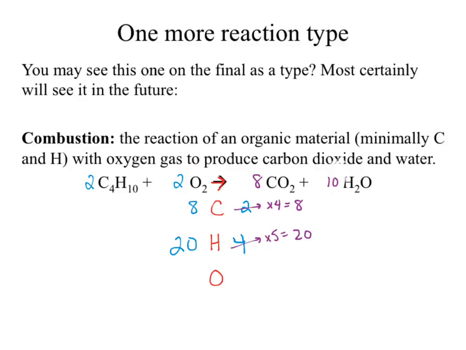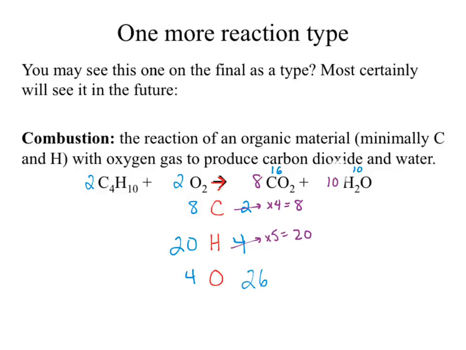What was the coefficient I had previously? Oxygen. How many oxygens do I have? Left-hand side, 4. Right-hand side? I've got 16 there, and I have 10 here. 8 times 2 is 16, right? Okay, just checking. And we've got 26. Now we run into a slight issue.